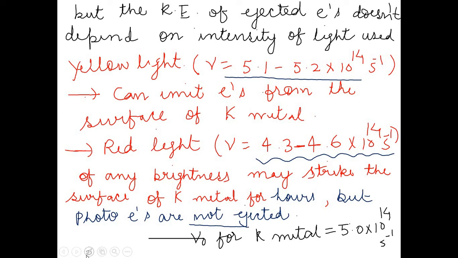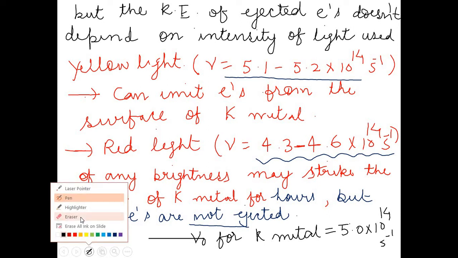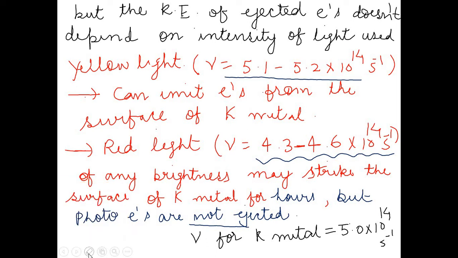Immediately you have seen what the reason is. Electrons can be ejected using which color light? Just now we have seen that electrons can be ejected using yellow light. But if we use red colored light of any brightness for hours, the electrons are not at all ejected. The reason is very clear: nu naught, the threshold frequency for potassium metal, is 5.0 into 10 to the power 14 per second. Therefore, yellow light has a frequency more than the threshold frequency of potassium metal, while red light does not, so emission of electrons cannot take place. Children, I hope this point is very clear to you.